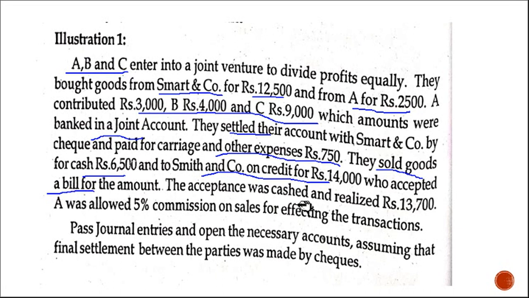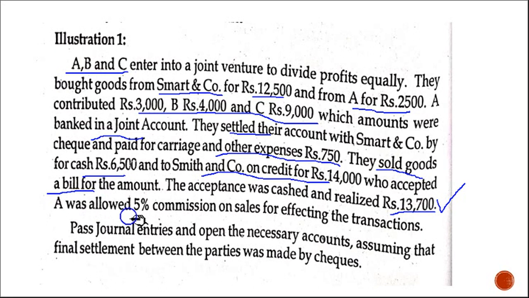The acceptance was cashed and realized rupees 13,700. Actually, what is the value of the acceptance or bill? 14,000, right? We sold the goods for 14,000 and he has given the bill for rupees 14,000. But when we cash it, how much did we realize? We got only 13,700. That means what? The remaining 300 is the discount. Okay, so discounting the bill, that transaction is there. So we have to pass the entry for this.